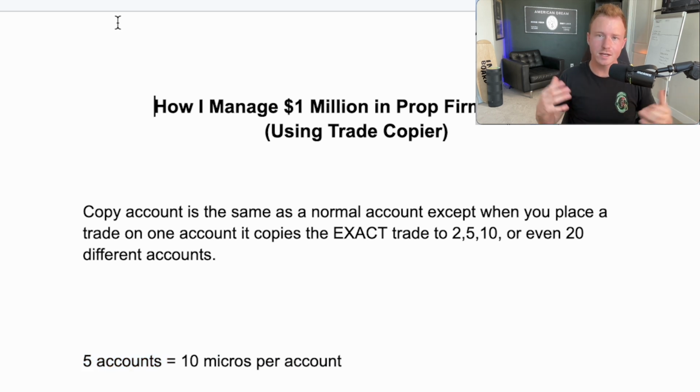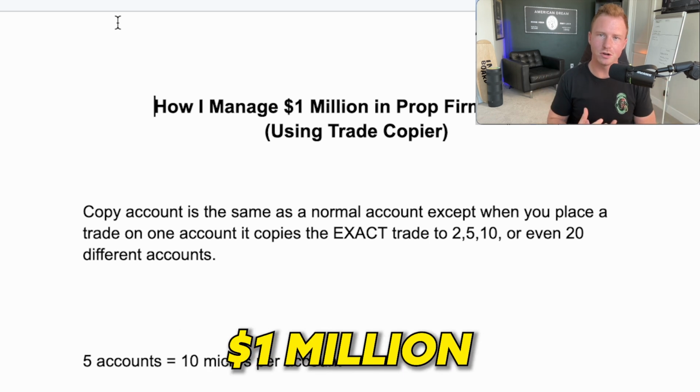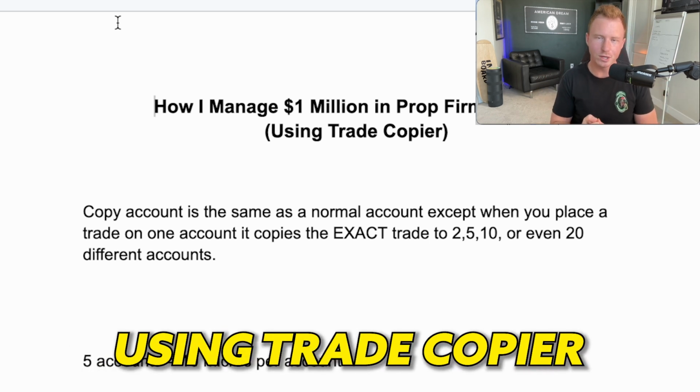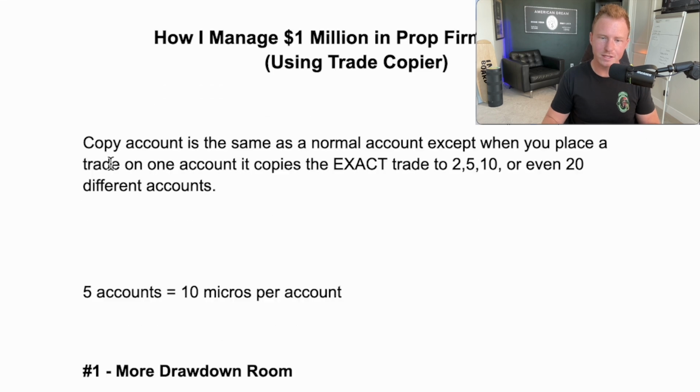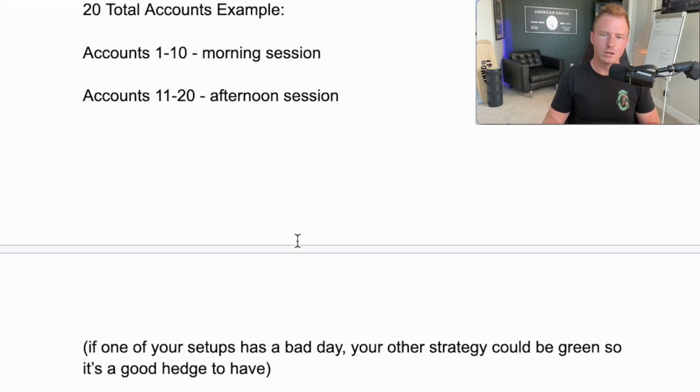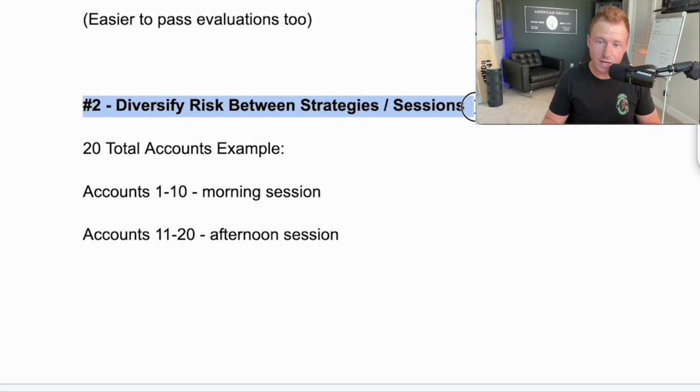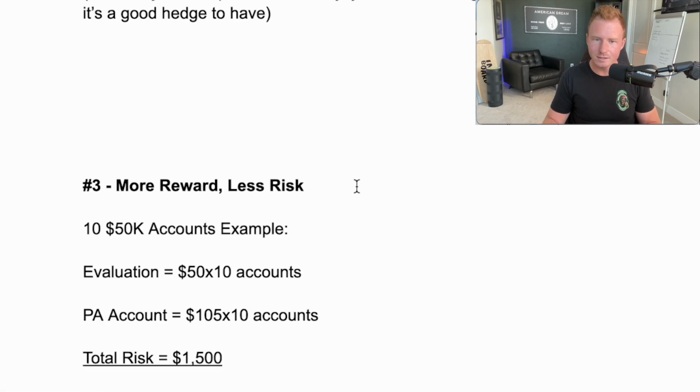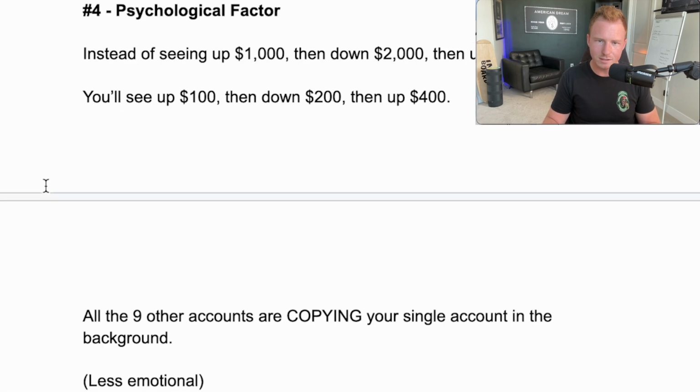So anyways, guys, that's going to end the lesson of how I manage $1 million in prop firm accounts using Trade Copier. That is why I do it. The main reason is there's more drawdown room. You can diversify risk between different strategies or different sessions. And lastly, there's more reward, less risk, and then also that psychological factor in there as well.